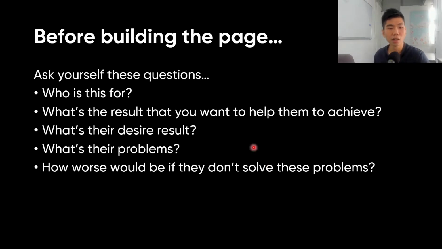And then next, how much worse would it be if they don't solve their problems? Now, most people won't take action immediately. That's why you also need to craft this specific messaging. Talk to people: if they don't solve their problem, they will keep feeling the struggle. They will keep feeling weak, right? This type of stuff. It's telling the hell vision.